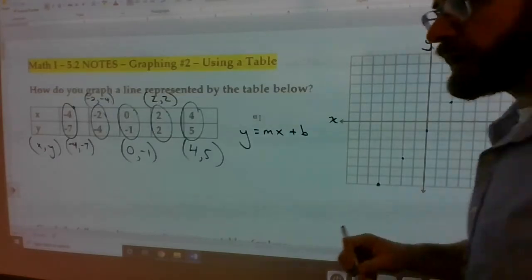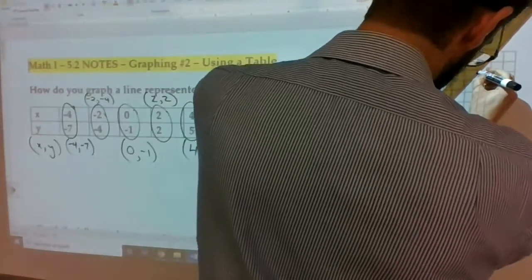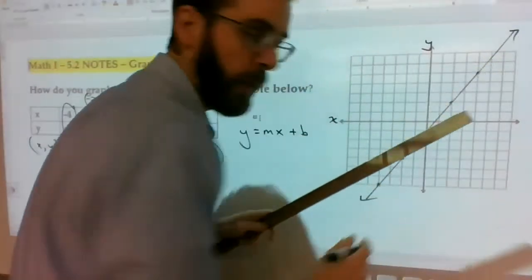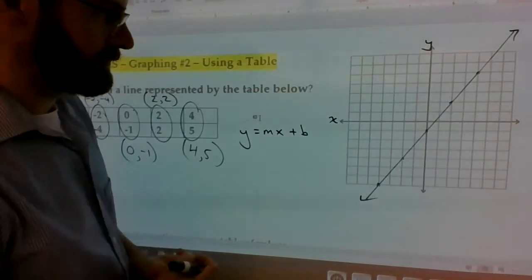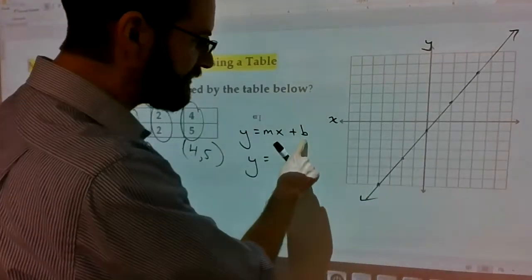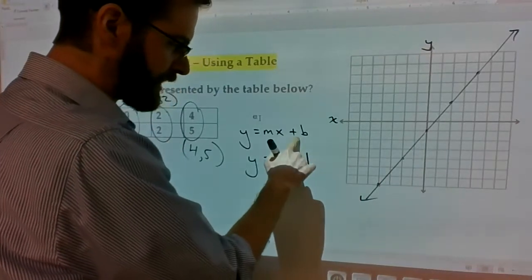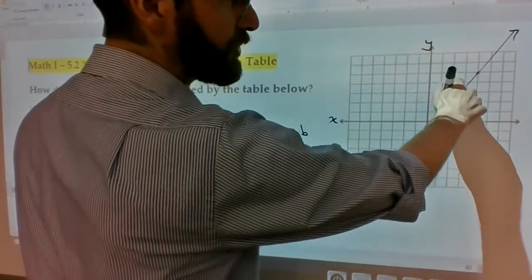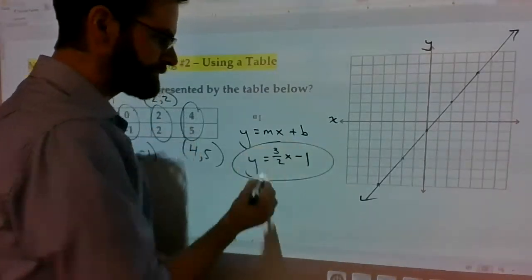So if you've got a table of values, it's another way in which you can graph a linear equation. Do you guys know what linear equation is represented by this table? Well, quick review of yesterday. The b value is where it crosses the y-axis, so it crosses at -1. So instead of b, I'm going to put a -1 in there. The m would be up 1, 2, 3, right 2. So instead of m, I'm going to put 3 over 2. Hey, there's the equation.